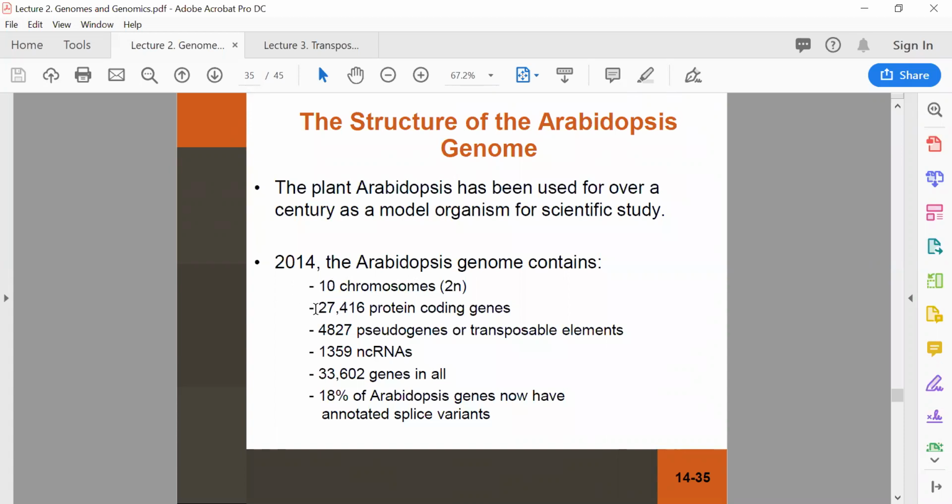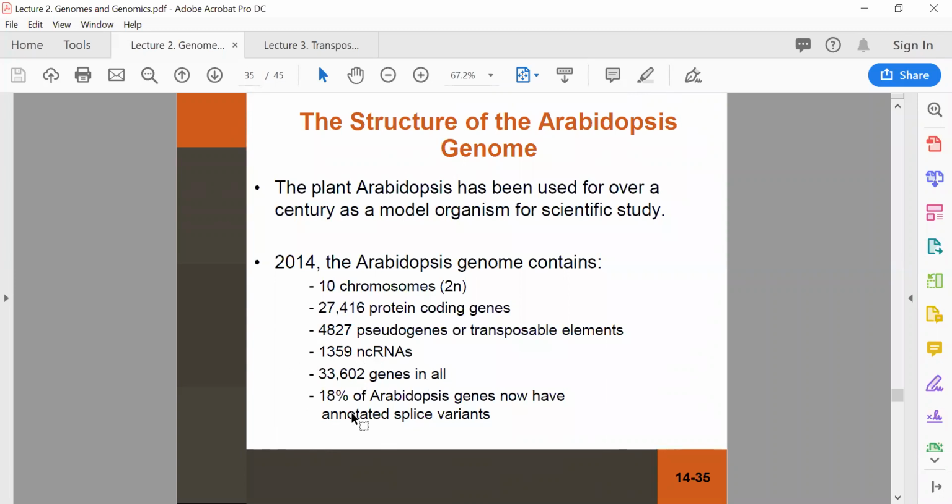27,000 protein coding genes, 4,800 pseudogenes, or transposable elements. We'll talk about transposable elements in the next lecture. Pseudogenes are simply false genes. They have all the characteristics of genes, but they don't seem to do anything. So they're called pseudogenes. Over 1,300 non-coding RNA genes. 33,000 genes in all. So there we go.